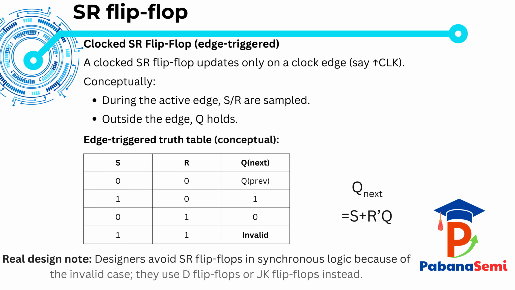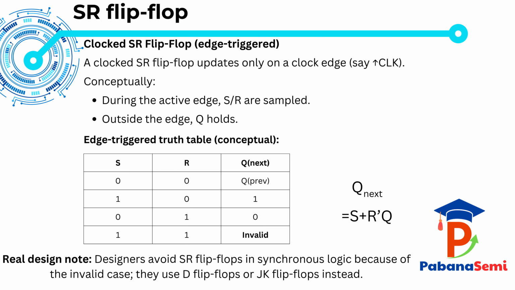This is an edge-triggered SR flip-flop, which means it updates only at a clock edge, for example, at the rising edge of the clock. Conceptually, here's what happens. During the active clock edge, the inputs S and R are sampled. Outside that clock edge, the output Q holds its previous value. So unlike a latch, which responds while enabled, a flip-flop responds only at the instant of the clock transition.